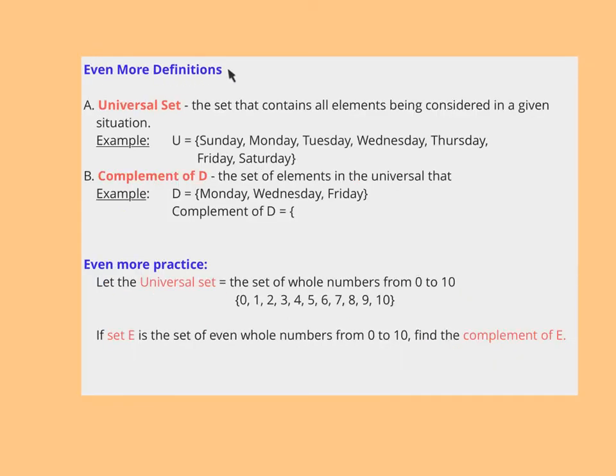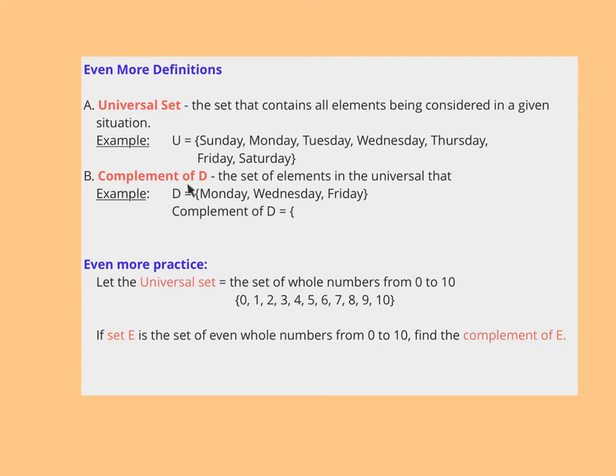Even more definitions. Like I said, this section has lots and lots of definitions. The first definition we're going to look at here is universal set. A lot of times we'll be given what the universal set is, and it's going to be the set that contains everything we're considering in this particular situation. So the example we have here of our universal set is the days of the week. So we're looking at all 7 days of the week. This is our universal set. If, for example, we were looking at the days of the week that a particular class is offered, maybe Monday, Wednesday, Friday, we can say set D is equal to that particular set, Monday, Wednesday, Friday.